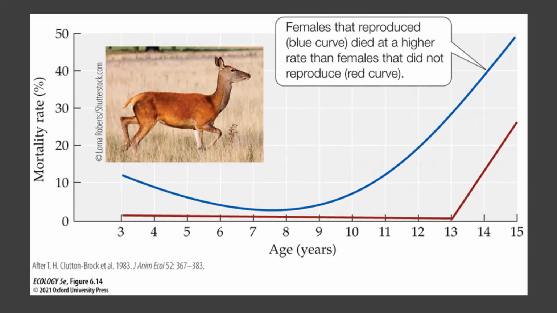This figure here illustrates a trade-off between reproduction and survival in red deer. Females that reproduced died at a higher rate than females that did not reproduce. This is a common trade-off because resources invested into producing offspring are not available to fight off disease and withstand environmental stress.